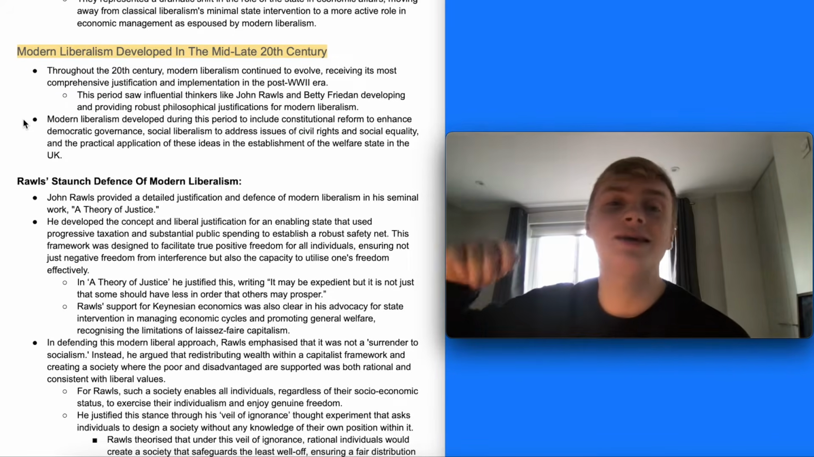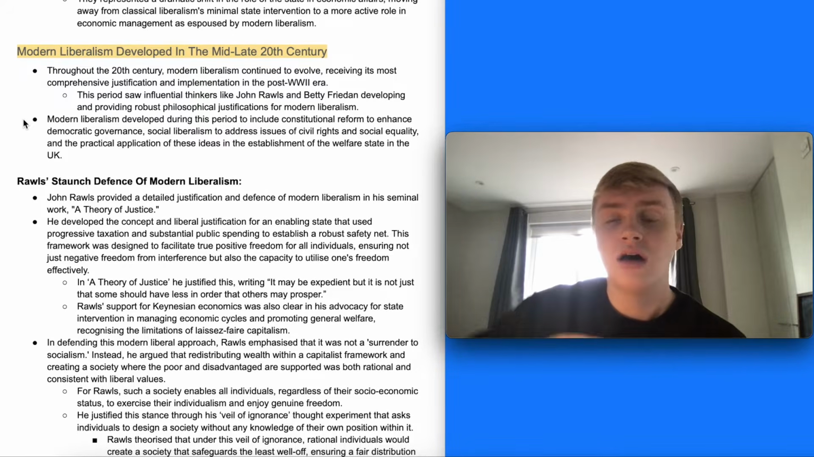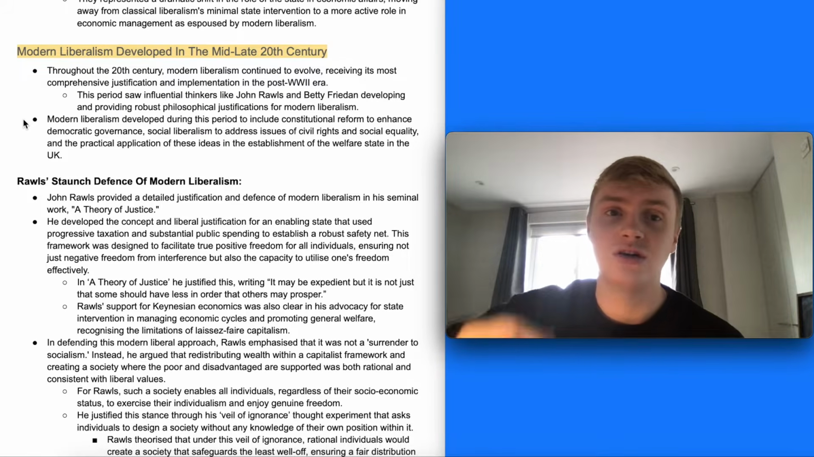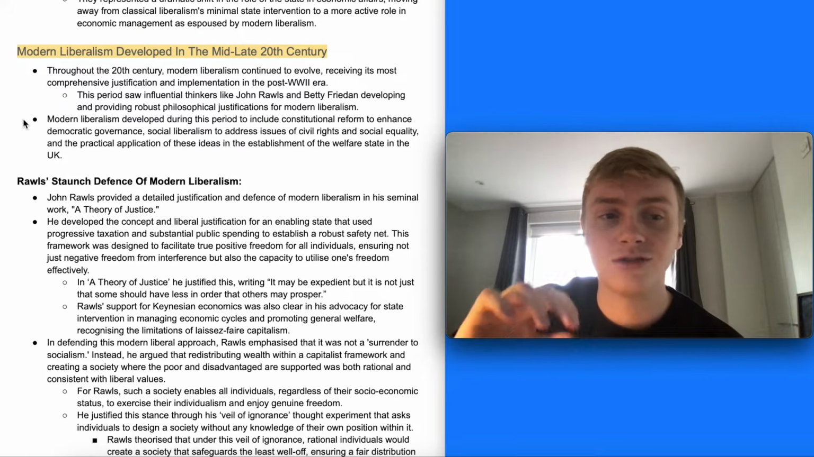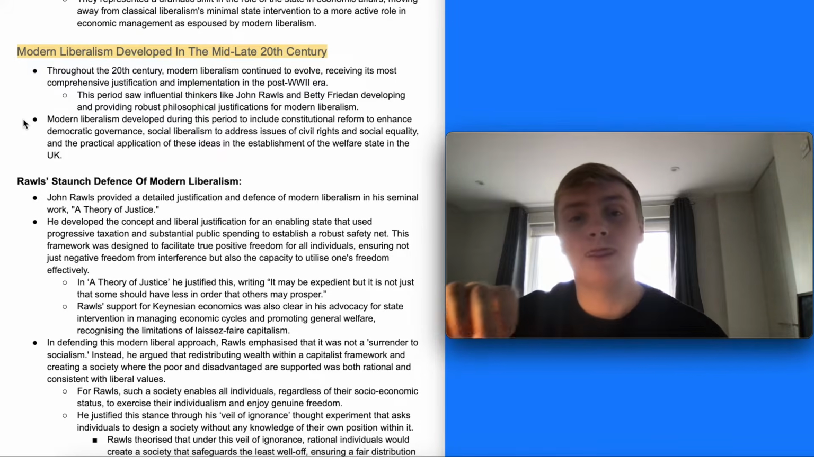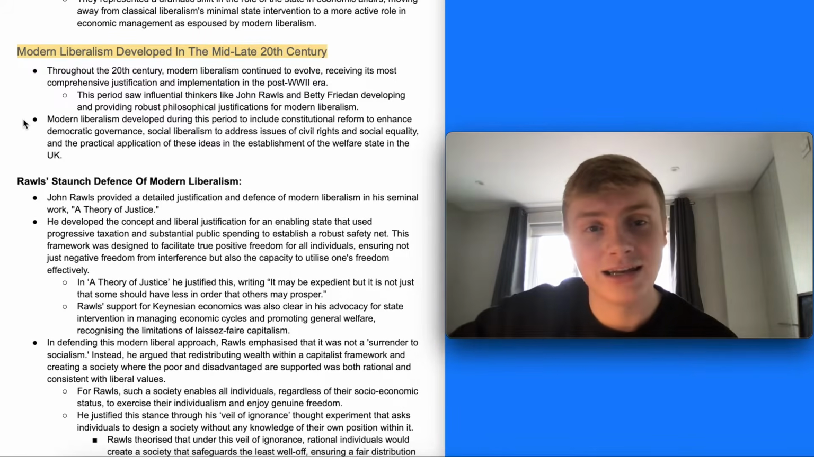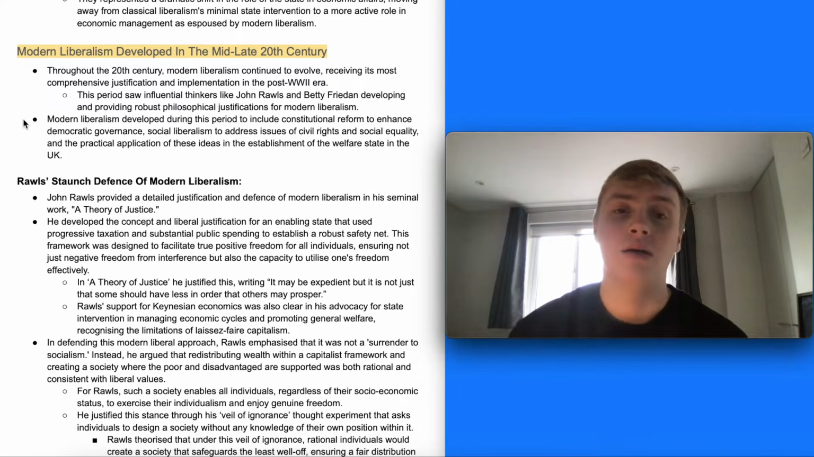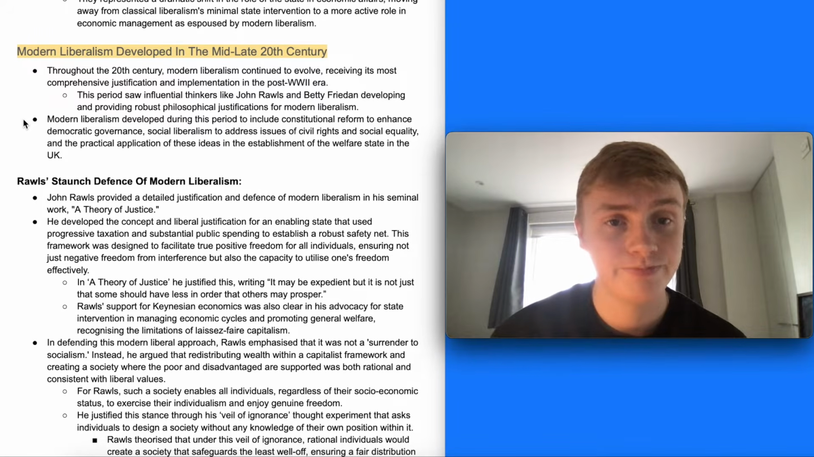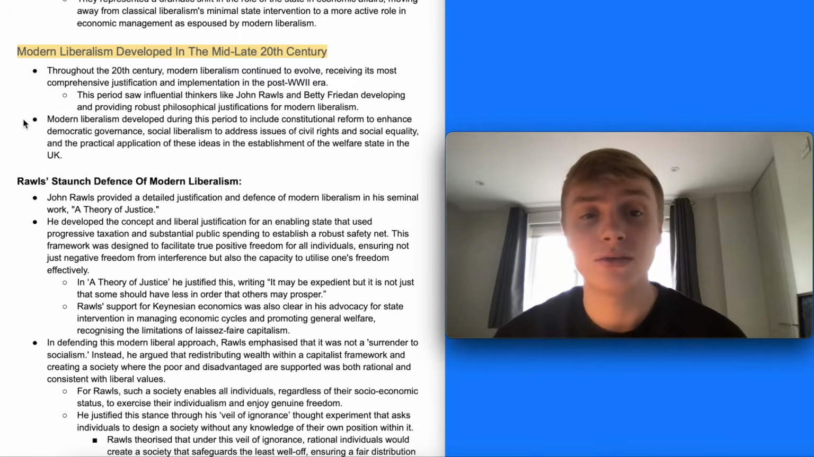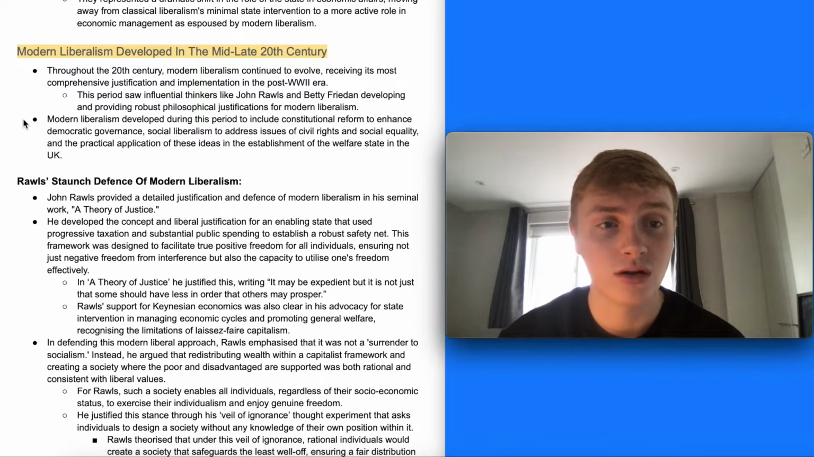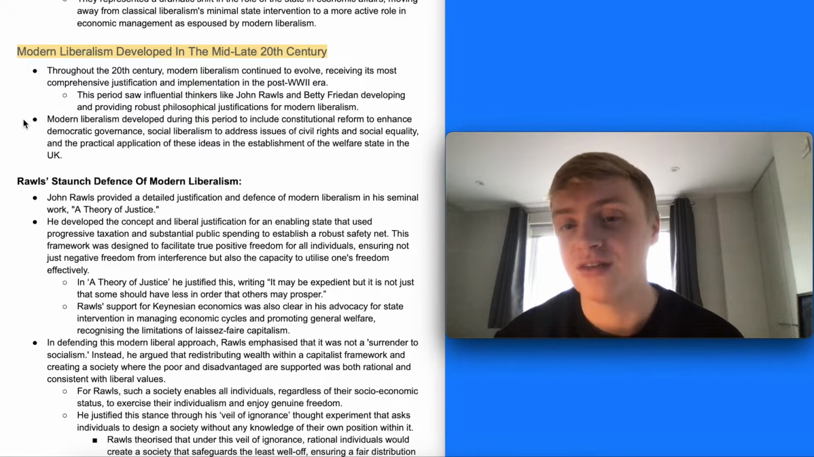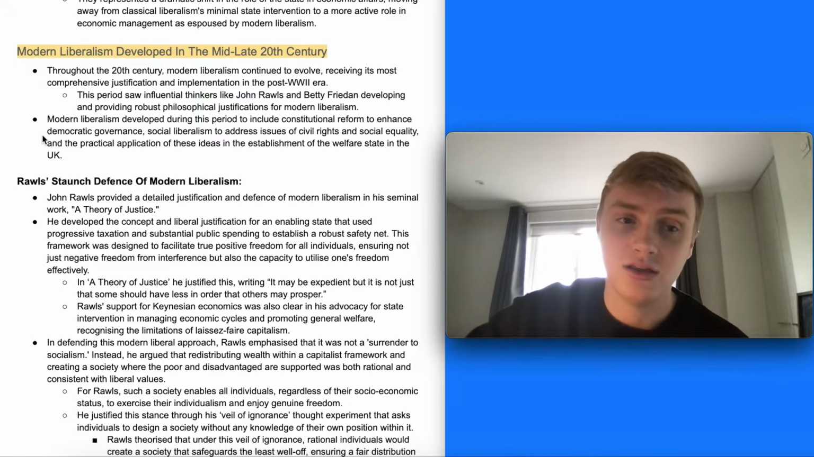And then what we see in the mid to late 20th century is the real full articulation of modern liberalism. So you see it beginning to develop in this period, but in particular with the thinkers John Rawls and Betty Friedan, what you see is its real articulation and the real shift away from classical liberalism. And in this period, it developed to include constitutional reform, to enhance democratic governance, social liberalism, to address the issues of civil rights and social equality, and the practical application of these ideas in the establishment of the welfare state in the UK.